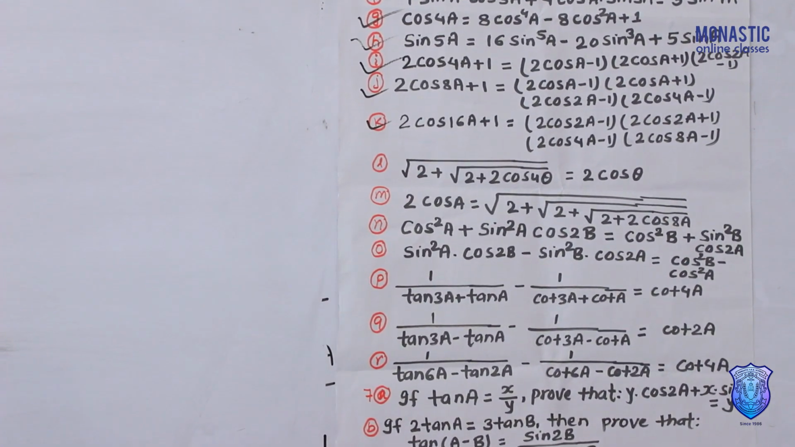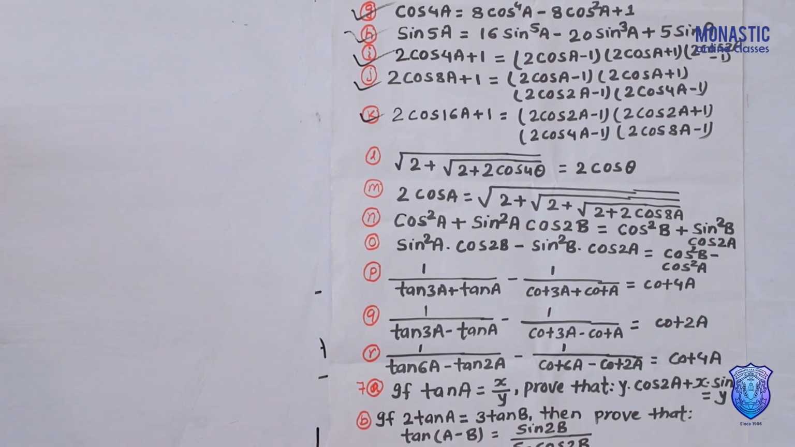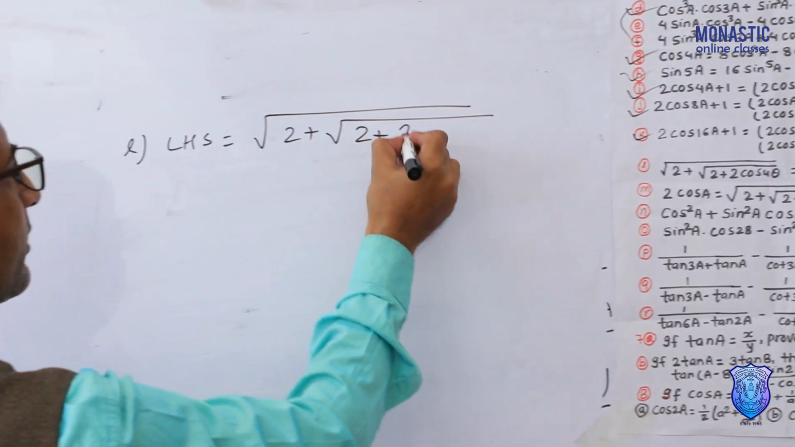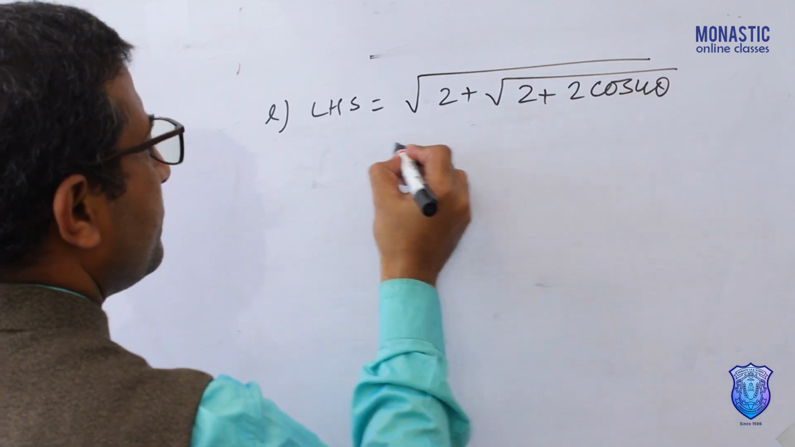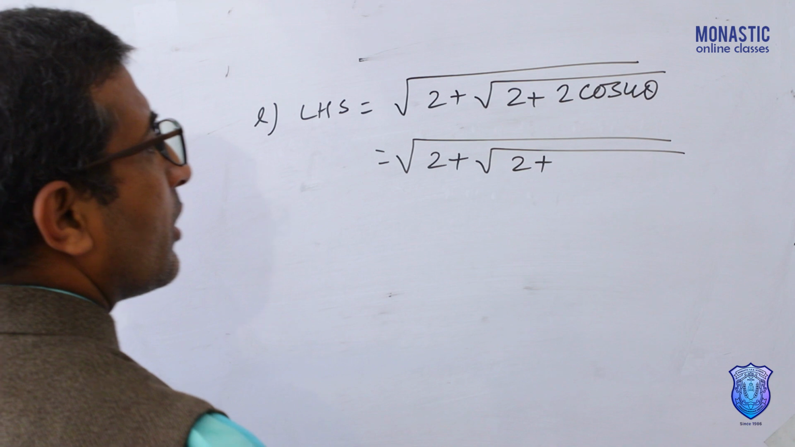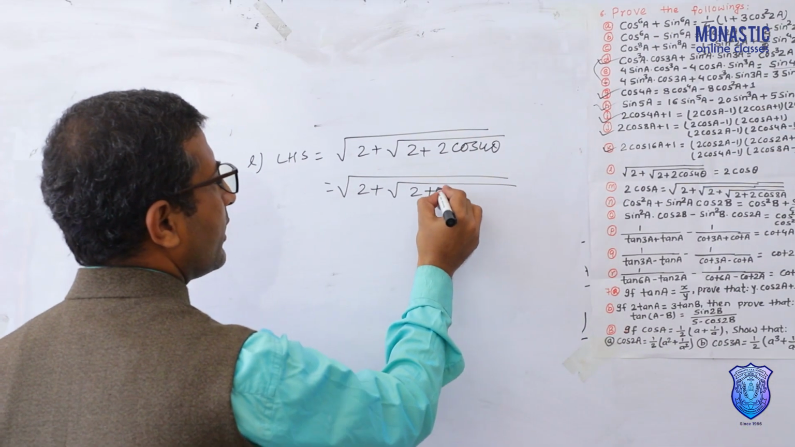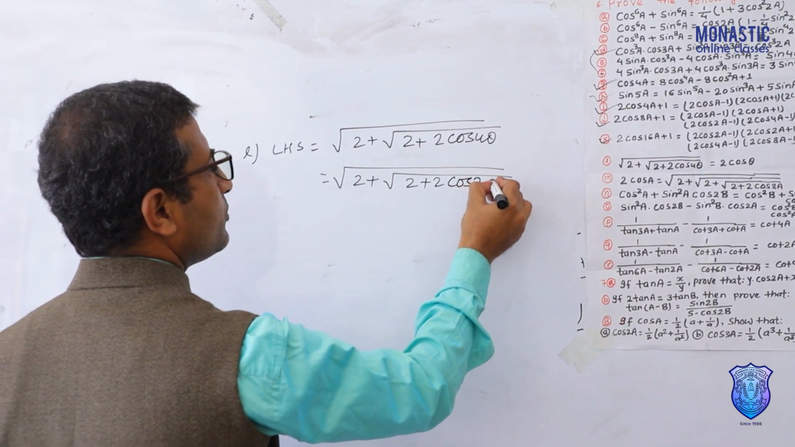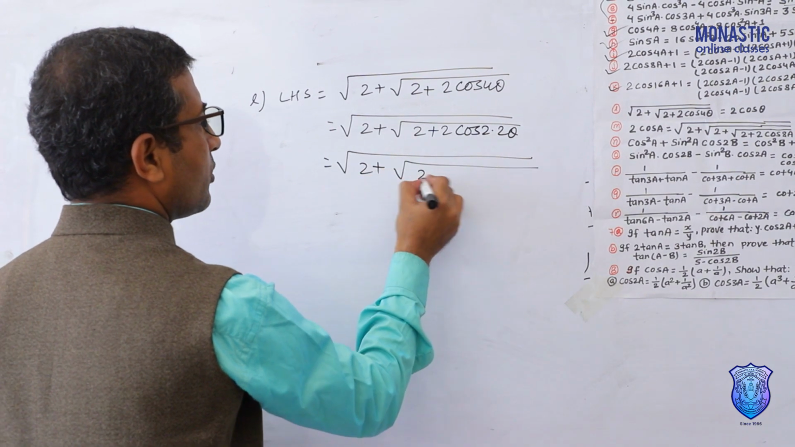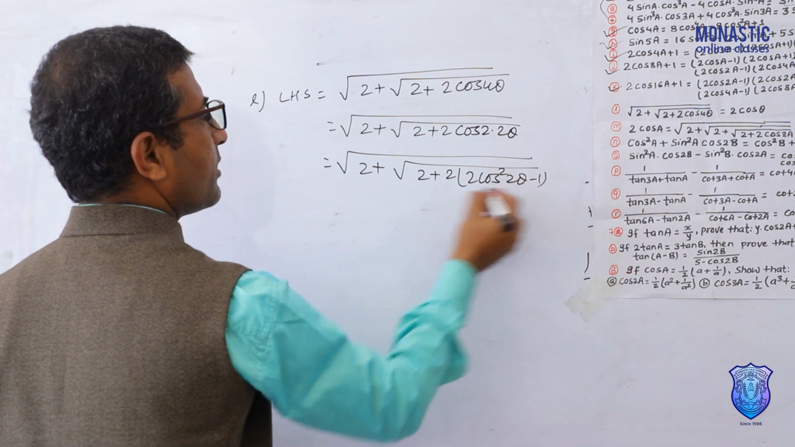Now come to question number L. L and M are the same question. In LHS, it is 2 plus 2 cos 4 theta. We want the result in cos theta. First of all, we can convert 4 into 2. We want the result in cos, so write the formula in cos, that is 2 cos square 2 theta minus 1.